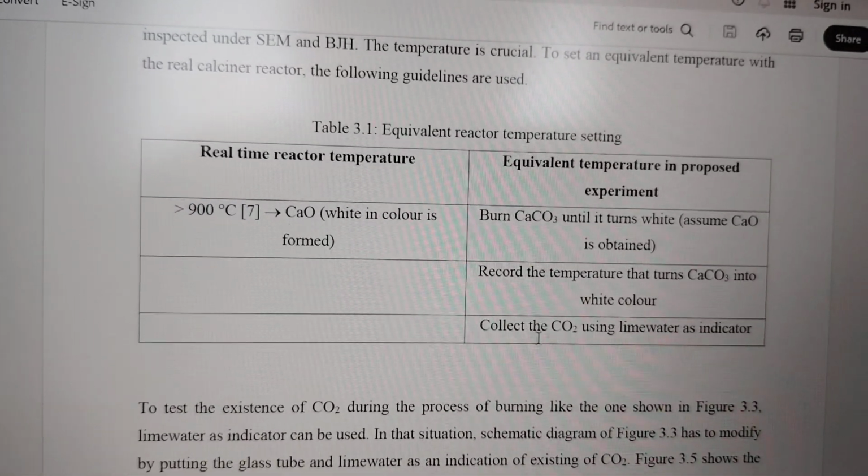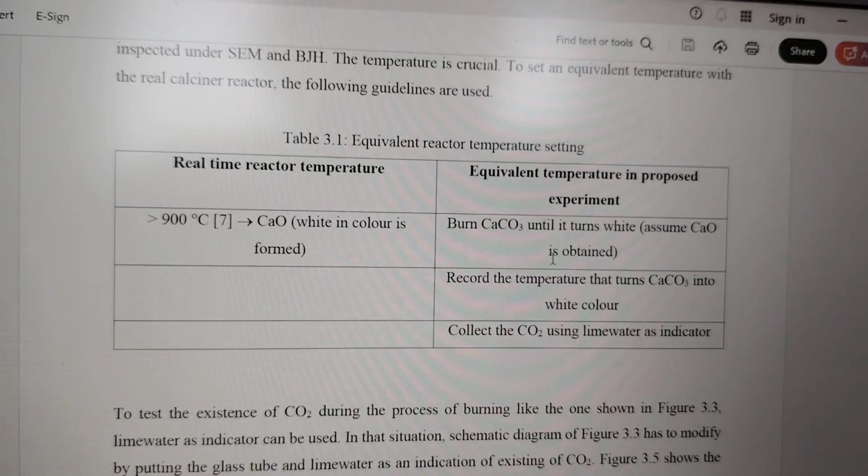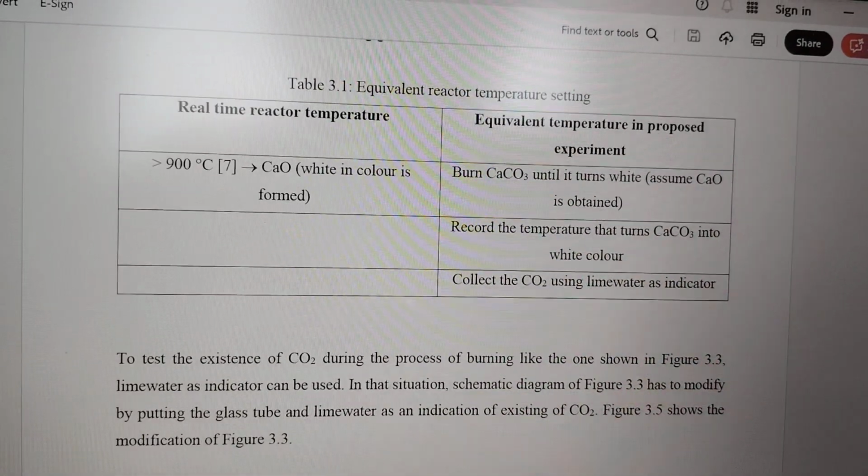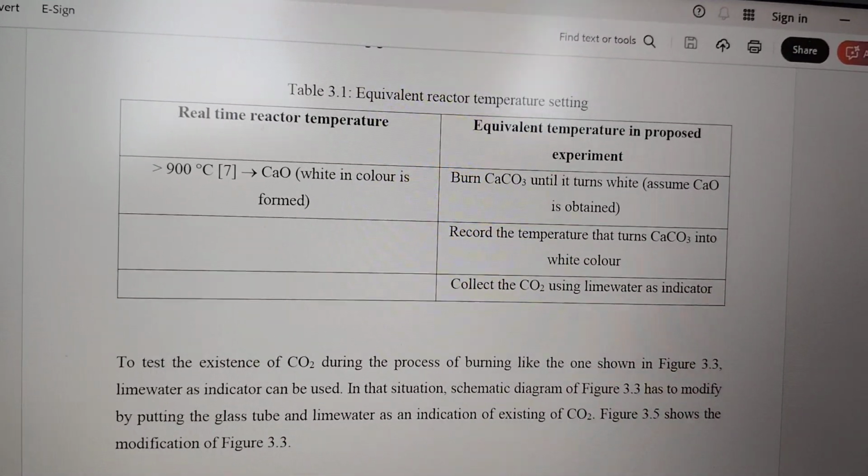Now you're clear? If your lecturer asks you this question, you must know how to answer. Just to let you know, this is the crucial part. This is important, okay?